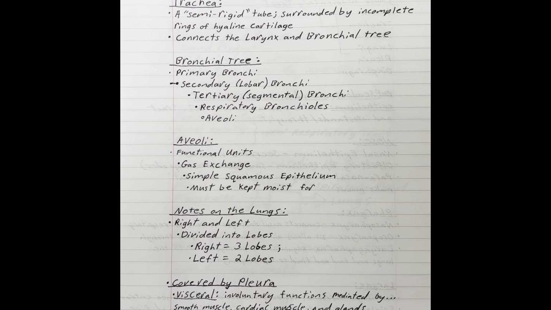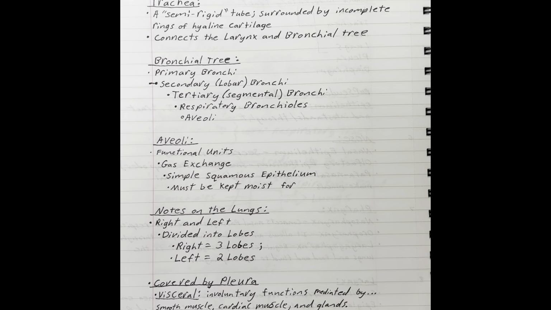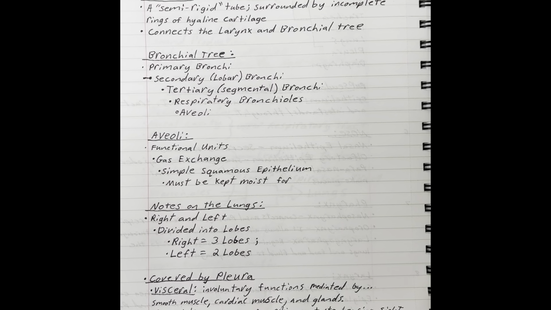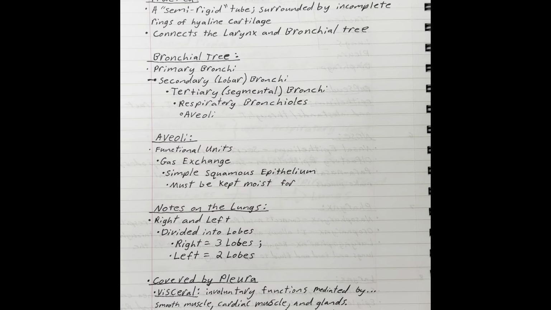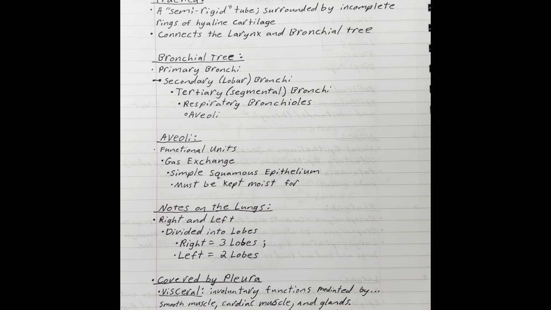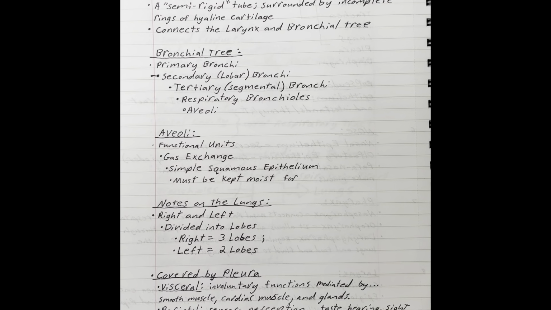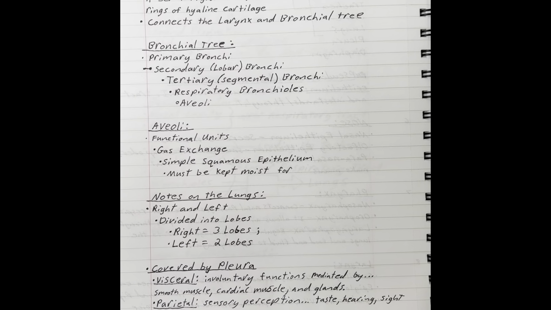Trachea: a semi-rigid tube surrounded by incomplete rings of hyaline cartilage. The trachea connects the larynx to the bronchial tree.